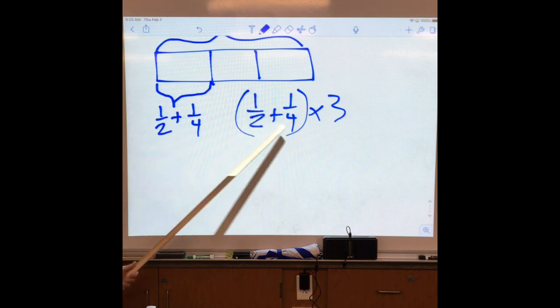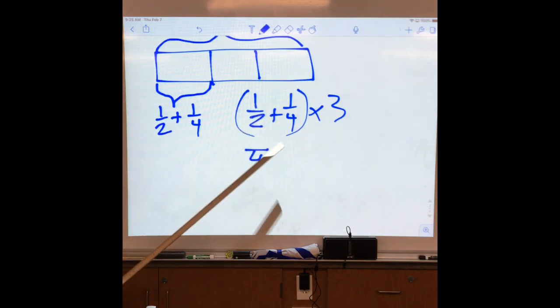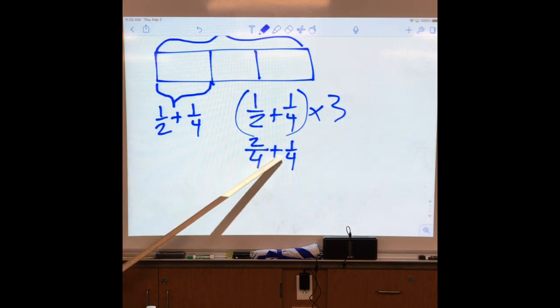We can turn the 2 into a 4, can't we? That would be times 2, right? So if we times 2 times 2, that would be a 4. And if we times 2 times 1, that'd be a 2. So 2/4. What would this equal? 2/4 plus 1/4. That would equal 3/4. Multiply it by 3.